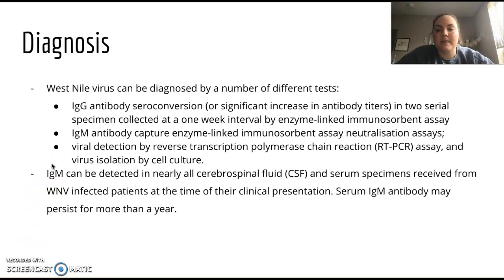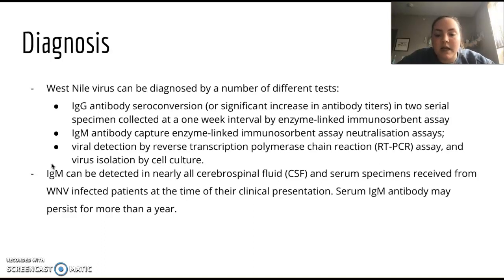Diagnosis. West Nile virus can be diagnosed by a number of different tests. IgG antibody seroconversion, or significant increase in antibody titers, in 2 serial specimens collected at 1-week interval by enzyme-linked immunosorbent assay. IgM antibody capture enzyme-linked immunosorbent assay, neutralization assays, or viral detection by reverse transcription polymerase chain reaction, or RT-PCR assay, and viral isolation by cell culture.